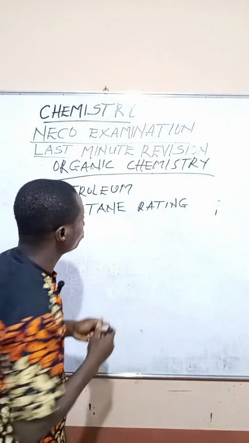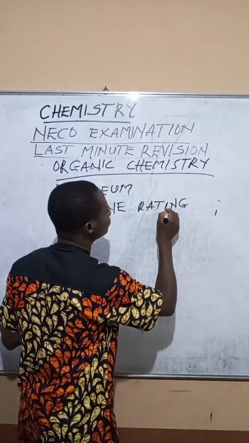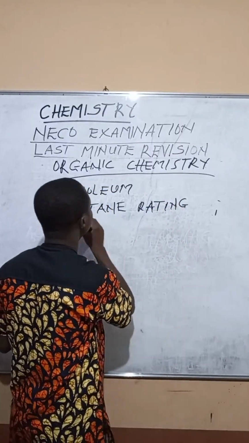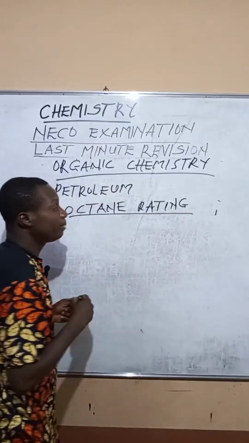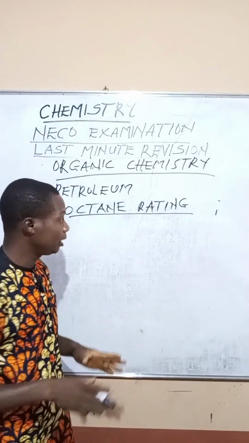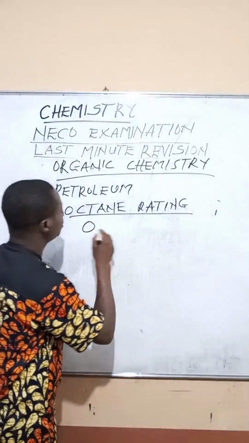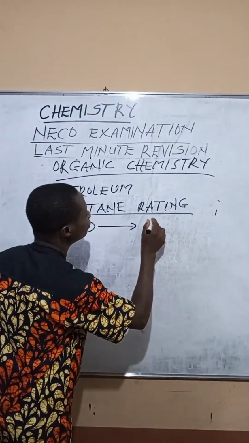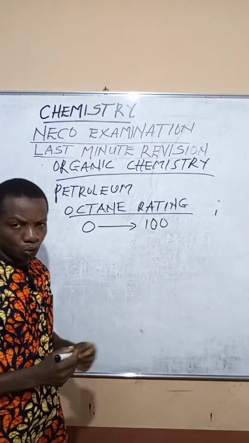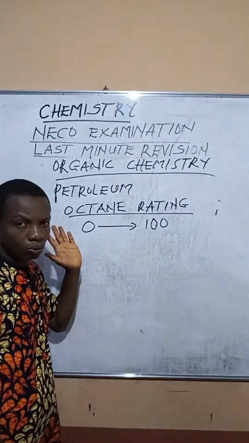I said I was going to come back to octane rating. What is octane rating? Octane rating is the performance of petrol in an internal combustion engine. The octane rating is from 0 to 100. So 100 means the performance is so poor, as in extremely poor.